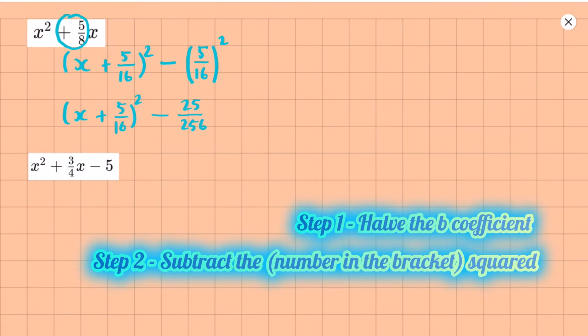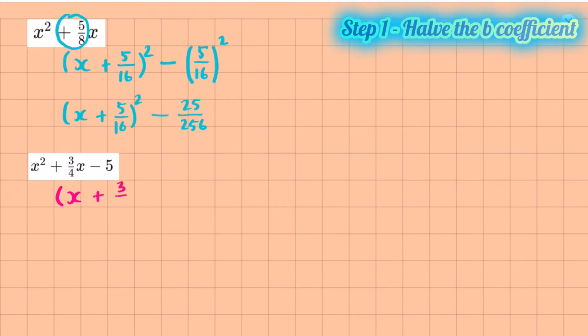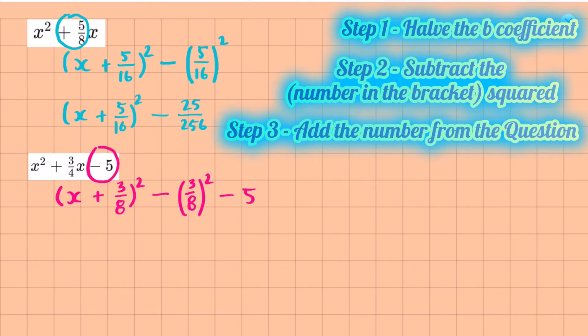This is ready to find the minimum or maximum, but the work with fractions is getting to be quite complicated, and even more complication in the second. Following the same method, we have x plus 3 over 8 this time, all squared. And our method or algorithm says to subtract the number inside the brackets there squared, and to add on the number that's in the original equation, which is -5.